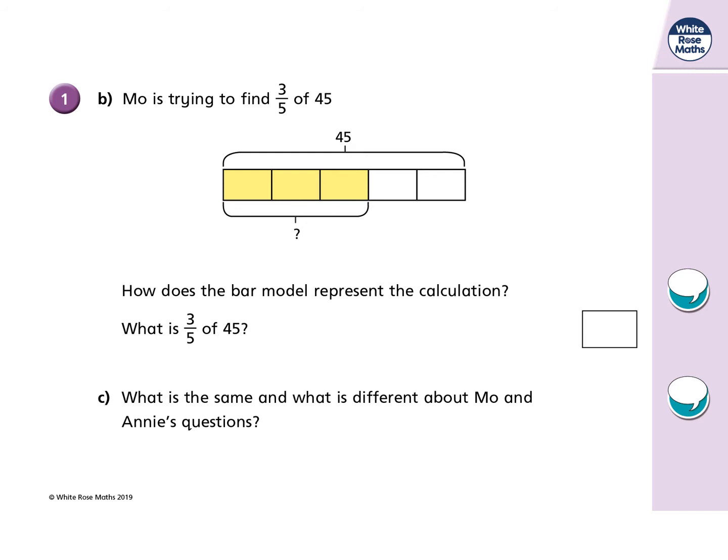Mo is trying to find 3/5 of 45. Now, if 1/5 of 45 is 9, what are 3/5 going to be? Look at the bar model. It shows you quite clearly that if 9 is in one box, then 3/5 will be 3 boxes of 9. And again, if you use your times tables, you'll be able to work that out.